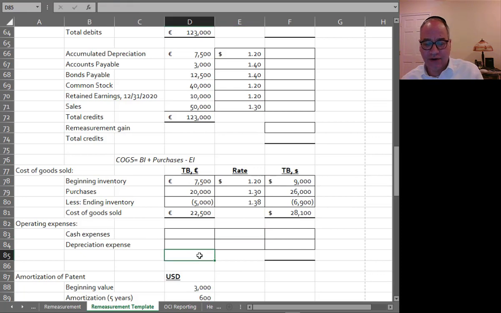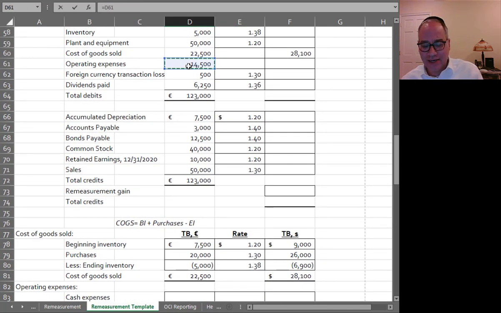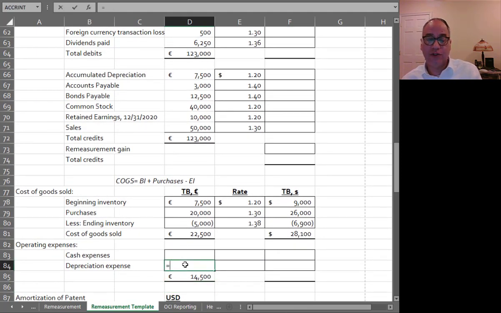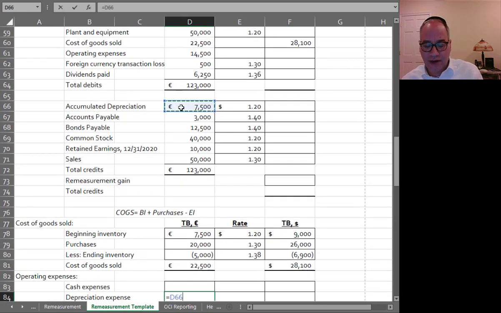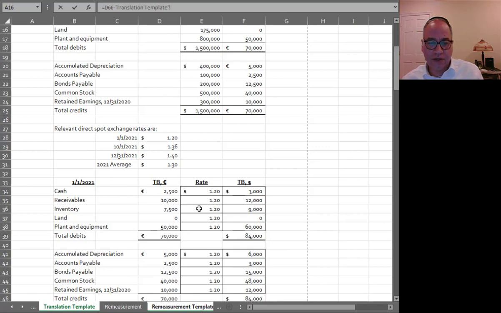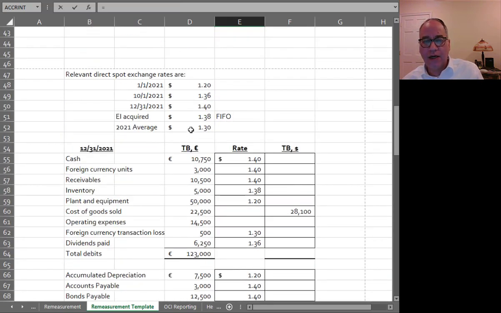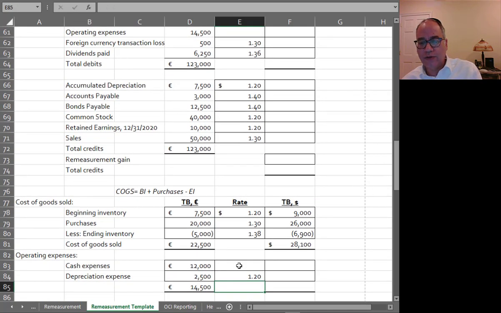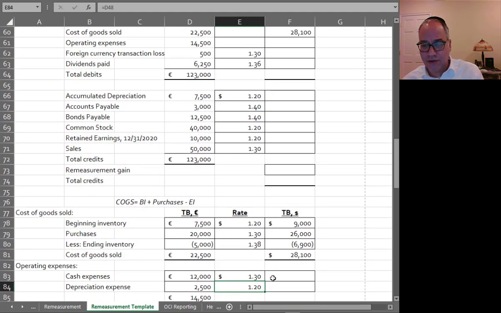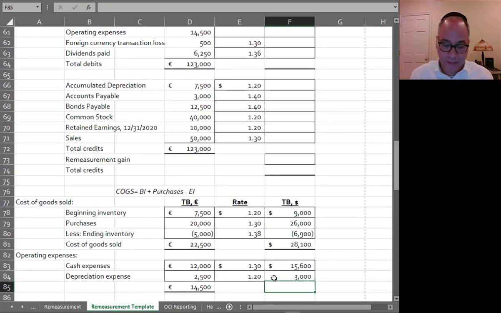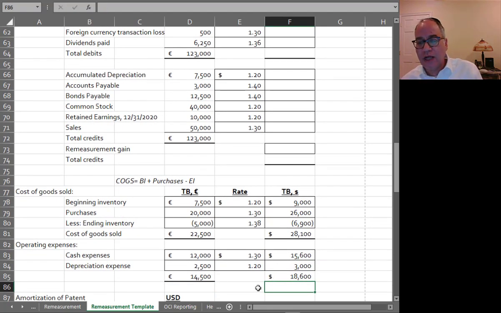Operating expenses, I think they're just giving you a hard time here. Operating expenses was $14,500, and we got to figure out how much of that is depreciation and how much of it is cash. Accumulated depreciation at the end of the year was 7,500 euros; at the beginning of the year, it was 5,000 euros. So of this, 2,500 is depreciation expense, and the remainder is cash expenses. Depreciation expense would be converted at the historic rate of $1.20, whereas the rest of the cash expenses are going to convert at an average rate of $1.30, because depreciation is related to PP&E, so it's got to go at the historic rate. And therefore, my total operating expenses converted would be $18,600.